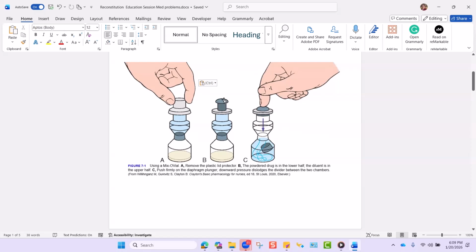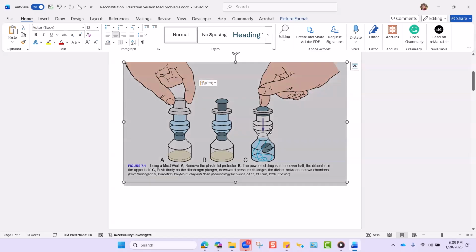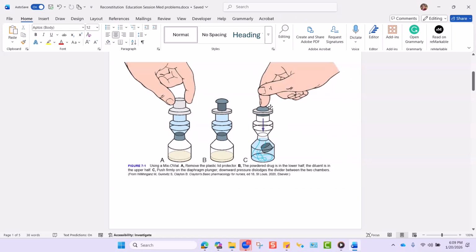And you're going to push this plunger down. So when you push the plunger down, it pops that middle cap down and pushes whatever is in the top down into the bottom. Then you just swirl it, and then you're going to draw up through the top button, which you're going to have to then clean off with alcohol because you just put your finger on it. Hopefully your finger had a glove on it. Okay, so now you have that mixed up.